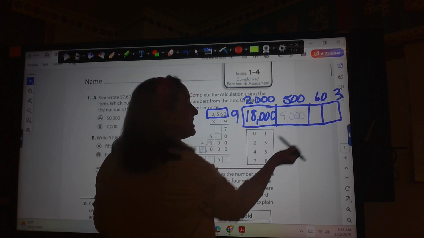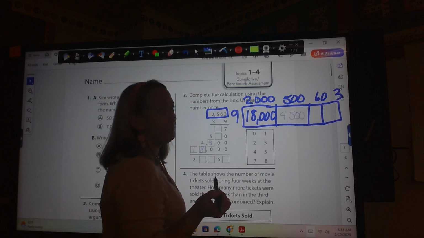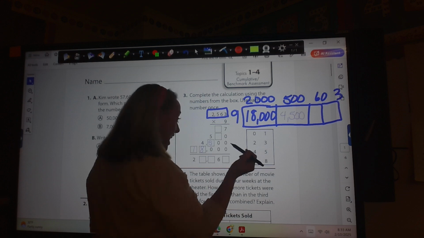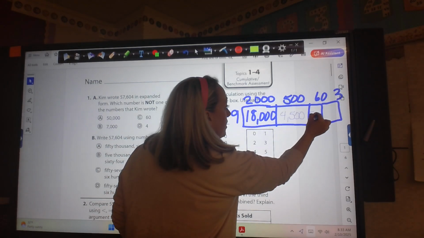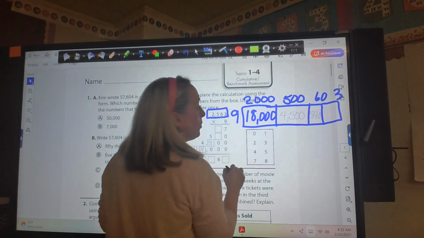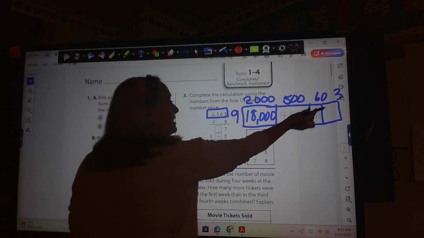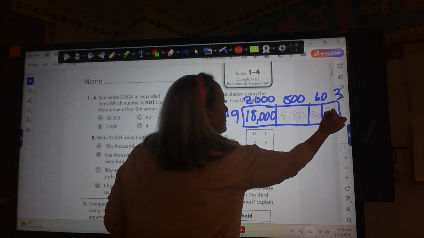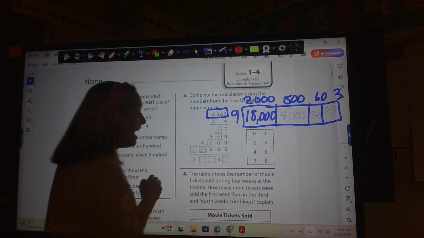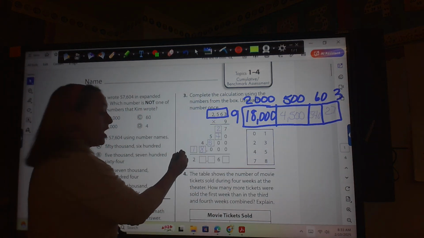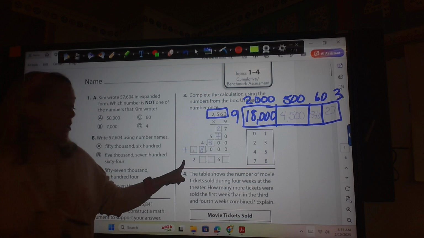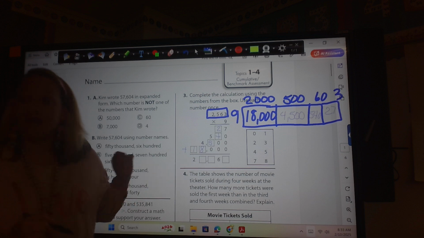9 times 60. Everybody call that one out for me. 540. Very good, because 9 times 6 is 54. Then you add your 0. That one's going to go here. And then 9 times 3 is 27, and so that one's going to go here. And then you're going to add all of those, and your sum is your answer.